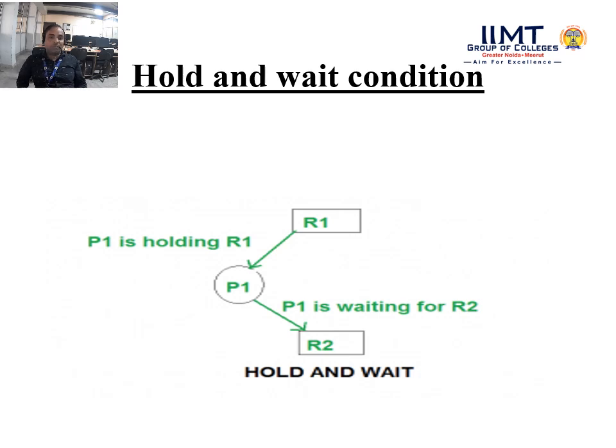So meaning to say, the definition as I have cleared: process P1 is holding a particular resource and waiting for some other resource for its execution. So it is called the hold and wait condition.